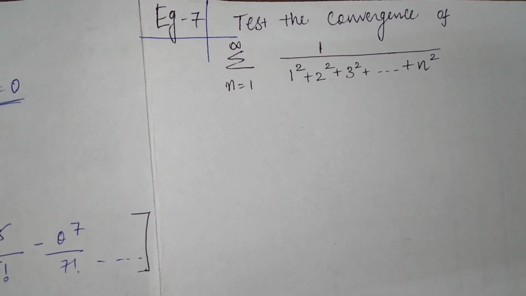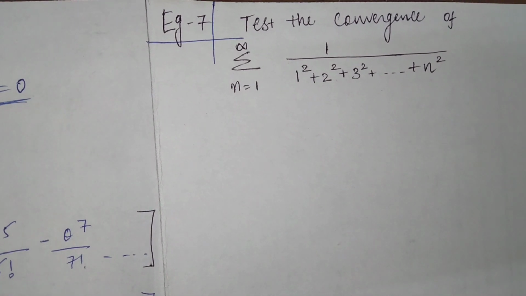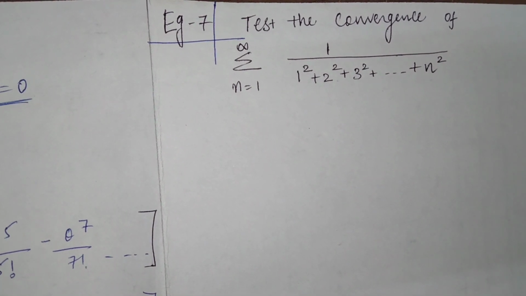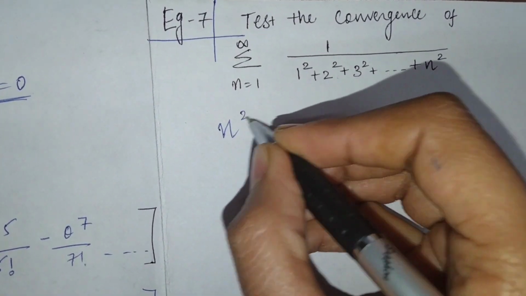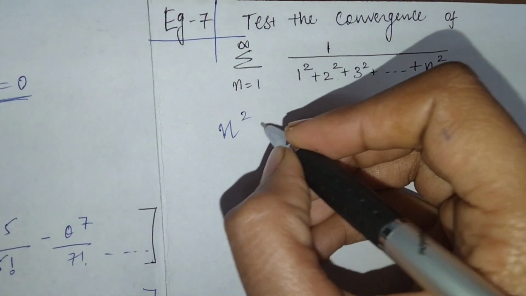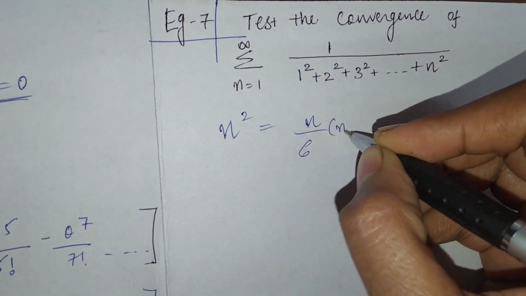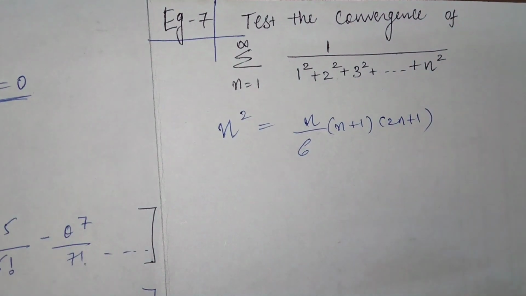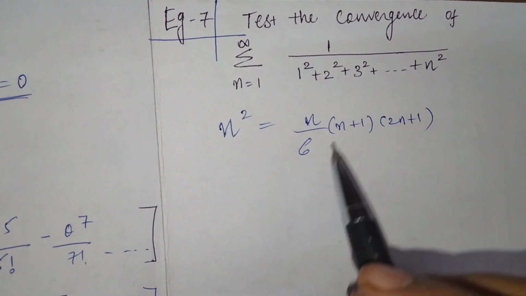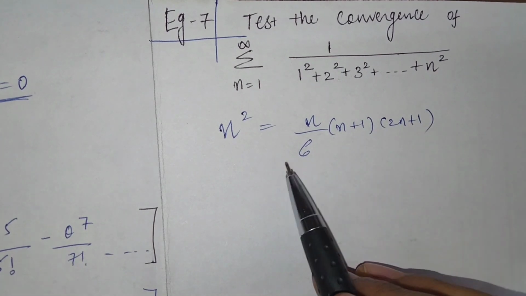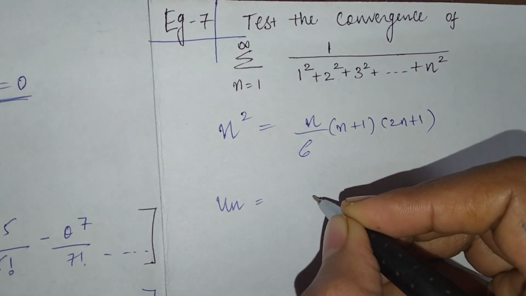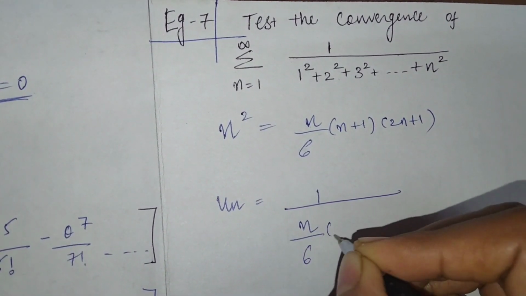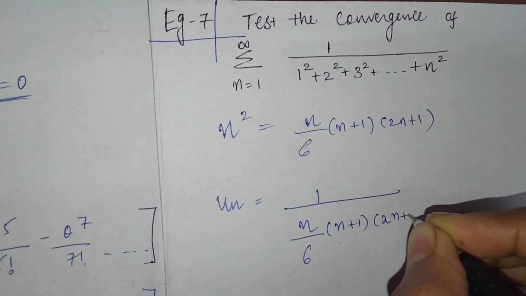So example 7. Test the convergence of summation n equal to 1 to infinity 1 by 1 square plus 2 square plus 3 square up to n square is given. But here the series of n square is given directly, so we know the formula of it. That is, we can write n by 6 into n plus 1 into 2n plus 1. We know the formula of n square, okay? So here in place of this whole series, we can put this value. Okay? So our un will be 1 by n by 6 into n plus 1 into 2n plus 1.